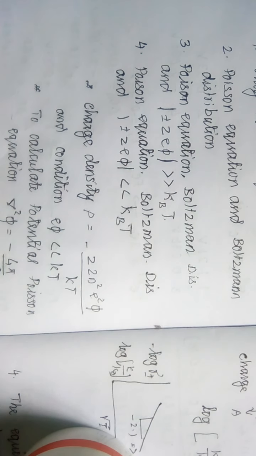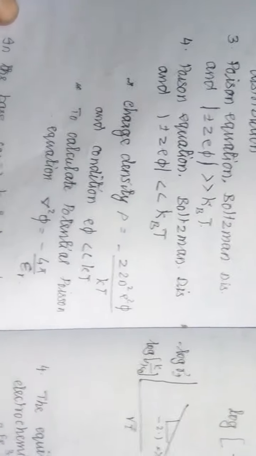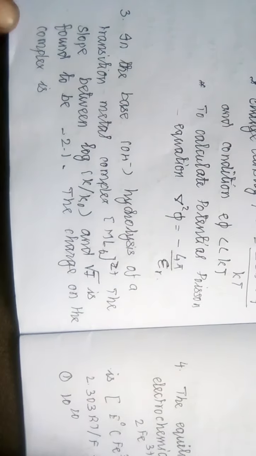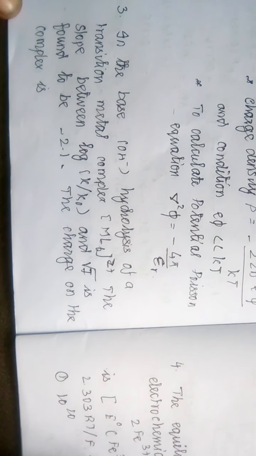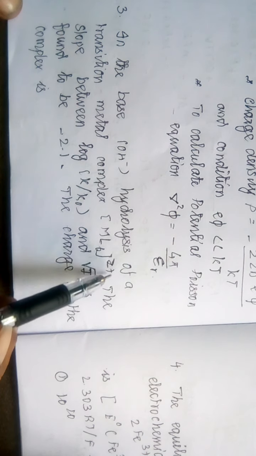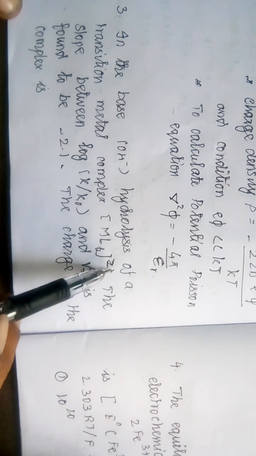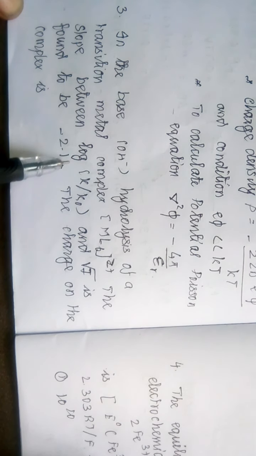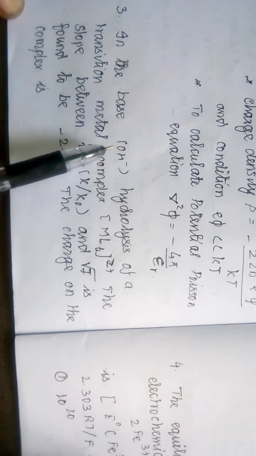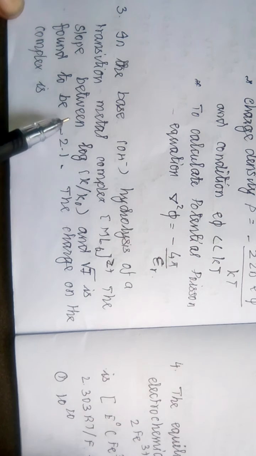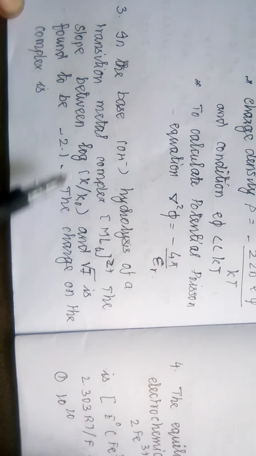All others are okay. Now the next question. The base hydrolysis of a transition metal complex ML6 with charge Z plus. The slope of the plot of log k by k0 versus square root of I is found to be minus 2.1. They have asked about the charge of the complex, Z plus, and the charge of the hydroxide ion is minus 1.